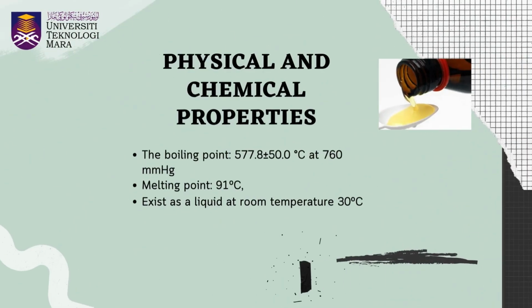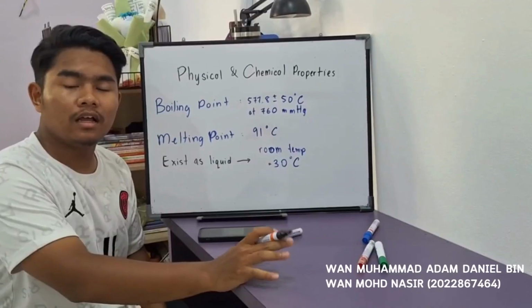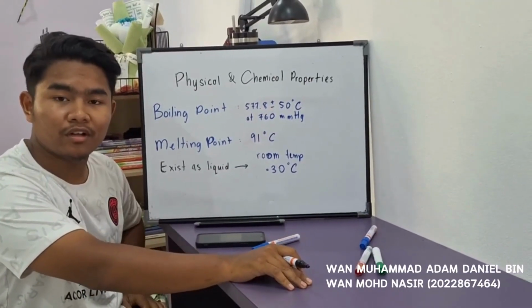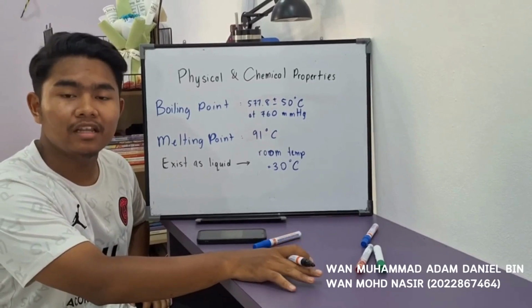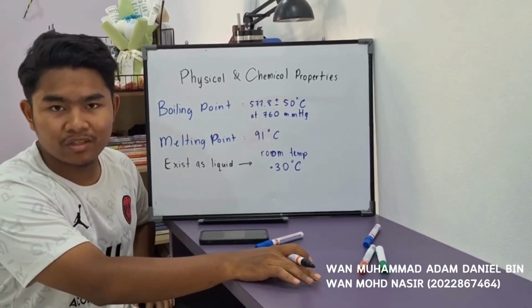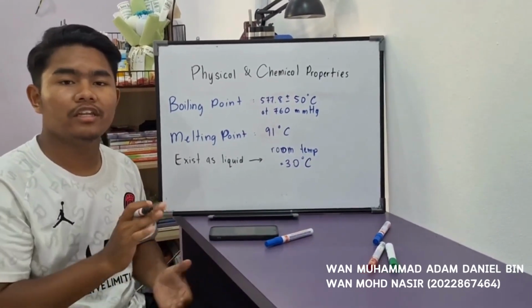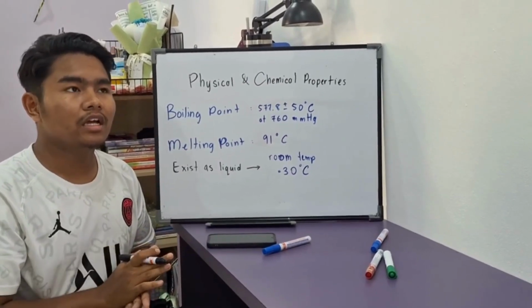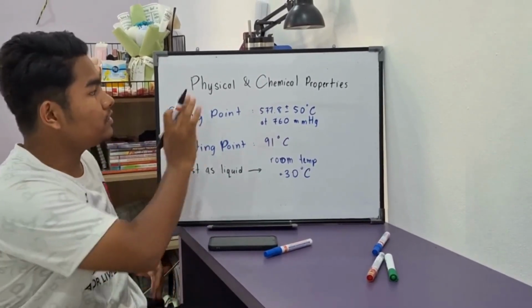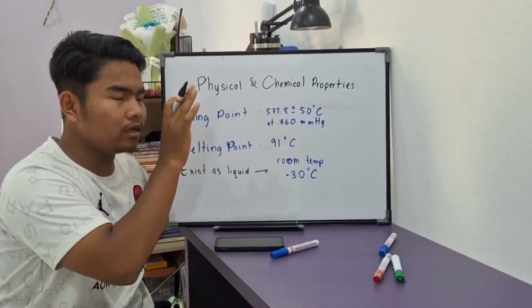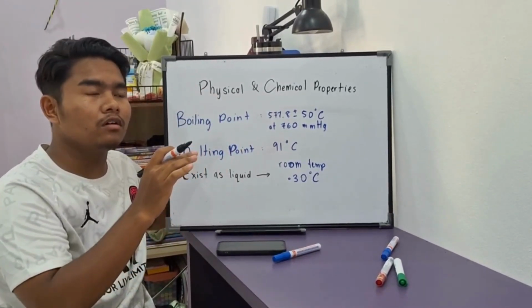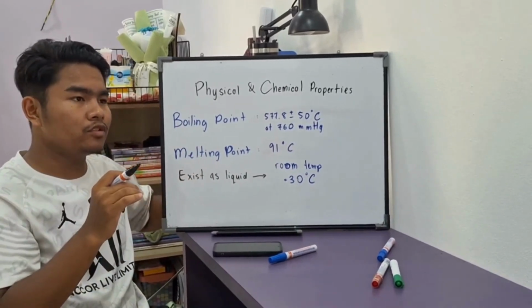Before we end our session, there's a little bit we wanted to discuss about the physical and chemical properties. These will be explained more by Adam. Hi and Assalamualaikum warahmatullahi wabarakatuh. My name is Wan Muhammad Adam Daniel. I am from class AS1204E, and for my part in this group presentation for organic chemistry session 301, I will be talking about the physical and also chemical properties of pholcodine.